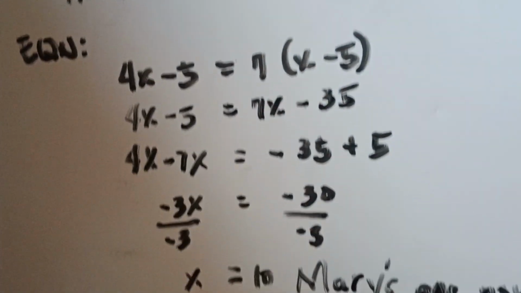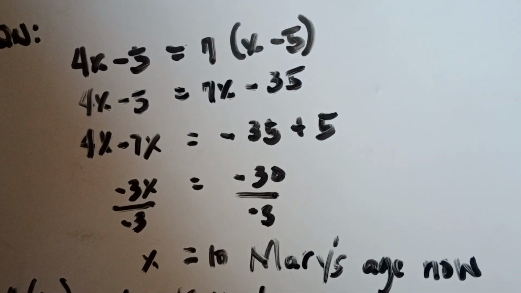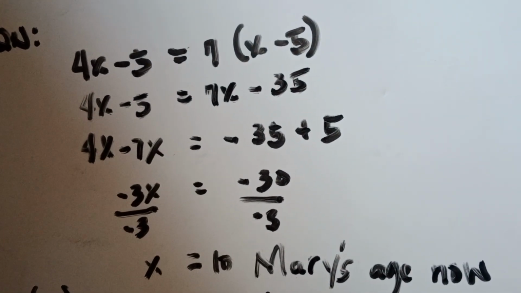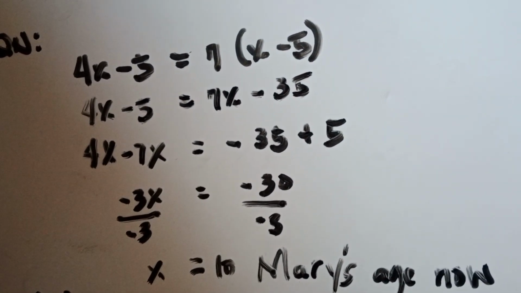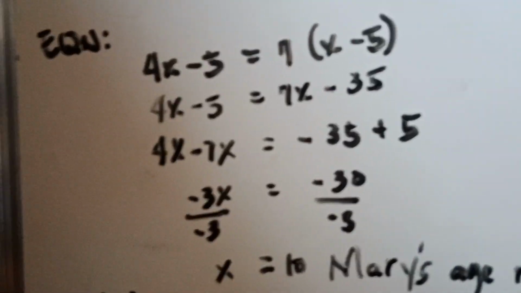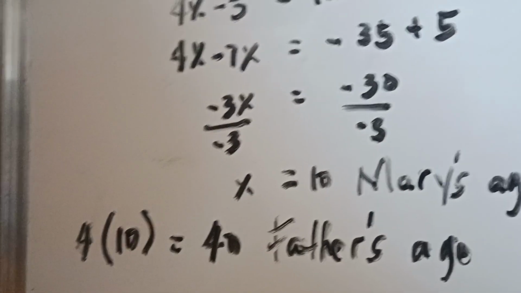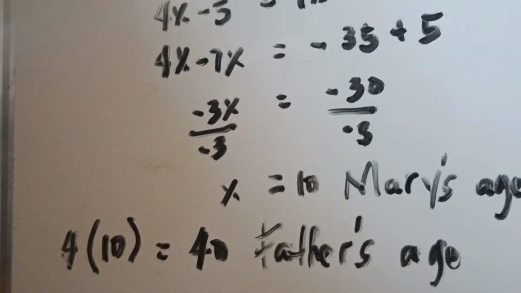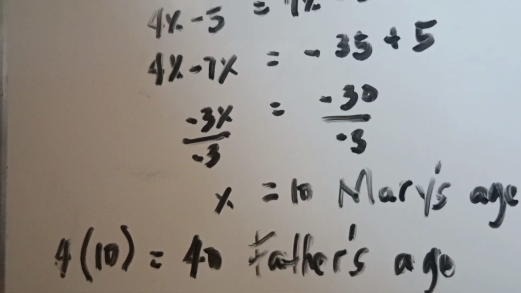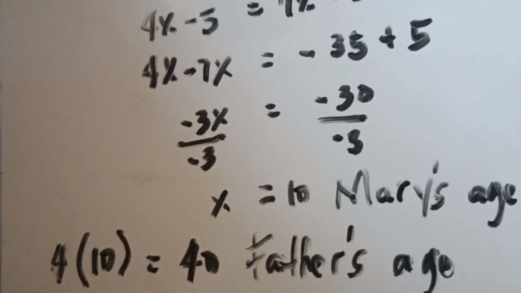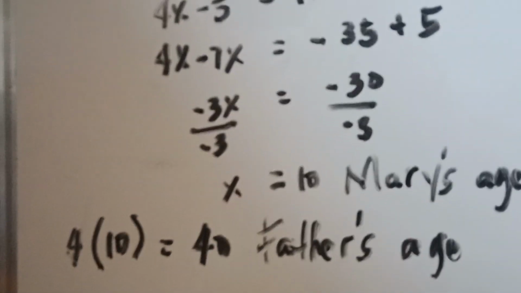And this is actually Mary's age now. So now Mary is 10 years old. So what is father's age? Mary's father's age now. So since our representation is 4x, 4 times 10 will be 40. So Mary's father's age is 40. He is 40 years old.